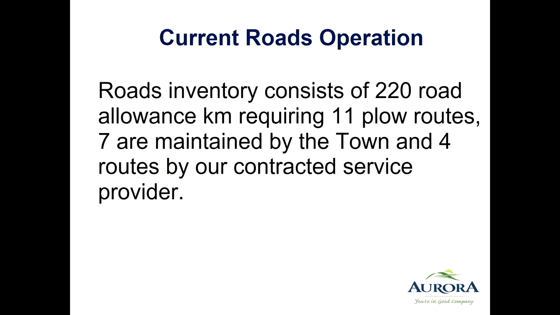I call it road allowance kilometers because we can refer to it as lane kilometers, but sometimes you have 2-lane roads and sometimes you have 4-lane roads. So we have 220 kilometers of road. We have 11 plow routes. 7 of those are maintained by the town, and 4 of those routes are contracted services. We do not believe that it will be necessary to engage a 5th contract during the life of this current contract. We have the ability to have a 5th plow route if we choose. However, we don't believe that will be necessary.